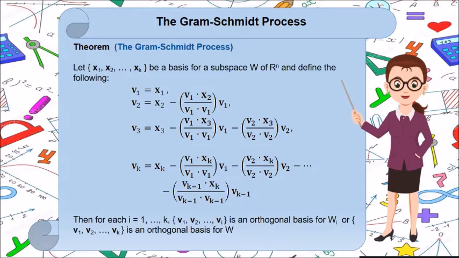Then for each i equal to 1 until k, vector 1, vector 2 until vector i is an orthogonal basis for Wi, and vector 1, vector 2 until vector k is an orthogonal basis for W. To help you understand this theorem more, let's look at example 1.